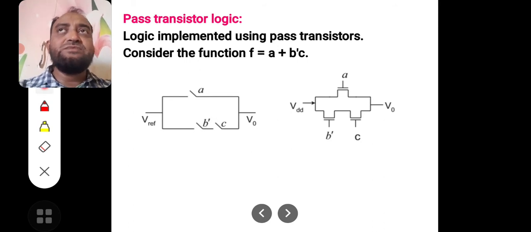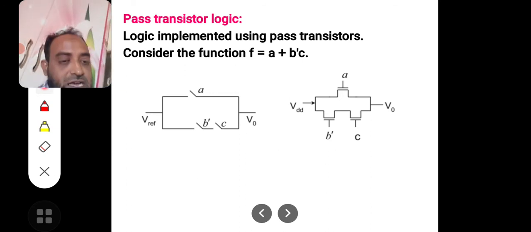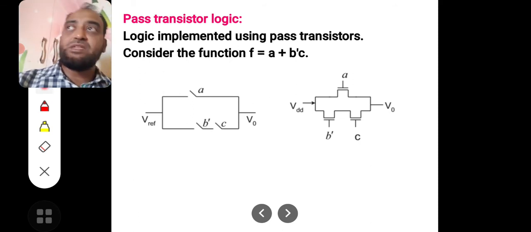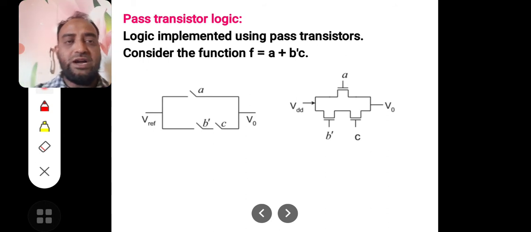The only problem with pass transistor logic, as we have discussed, is that NMOS pass transistor logic can't give you a good high. It can give you a good low but not a good high.